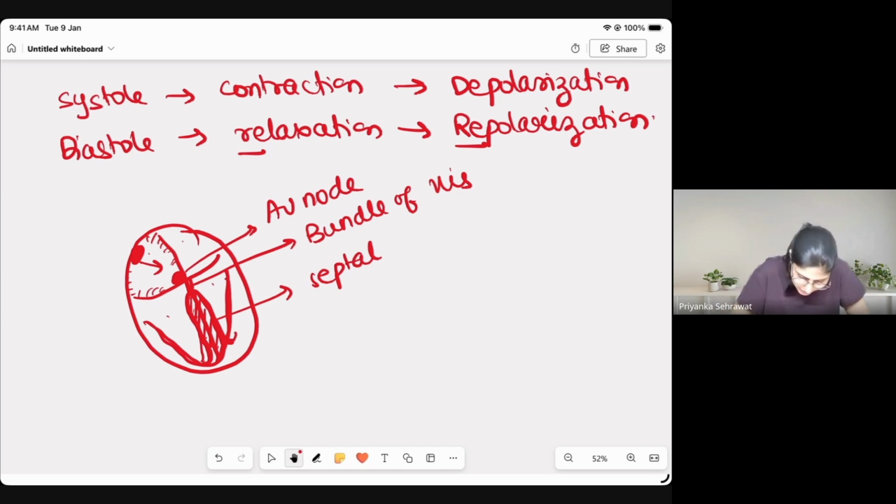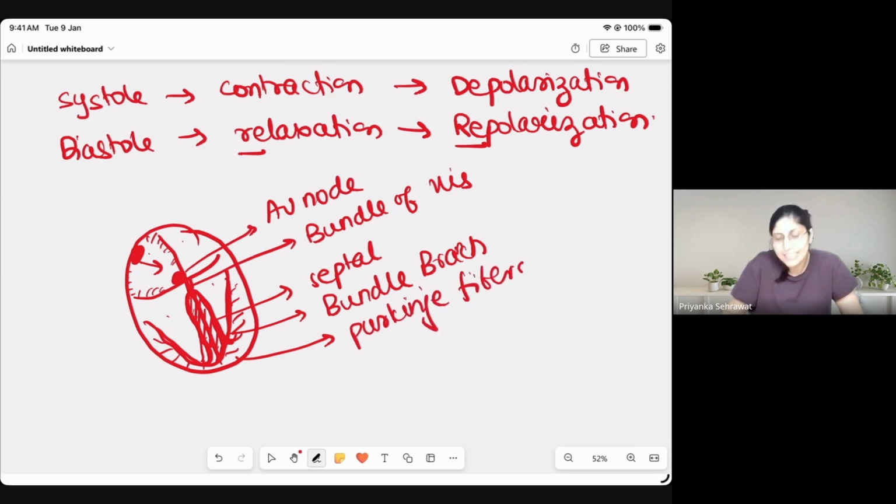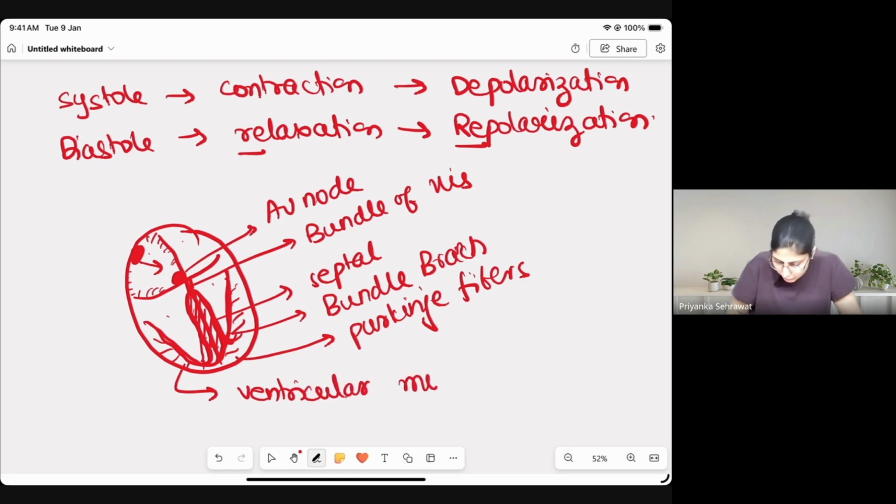These branches get connected to the Purkinje fibers. So the bundle branches get excited because of the current, and then the Purkinje fibers. These Purkinje fibers lie at the end of the electrical system of the heart, where they supply the ventricular myocytes, the ventricular muscle fibers, right? Leading to ventricular contraction.